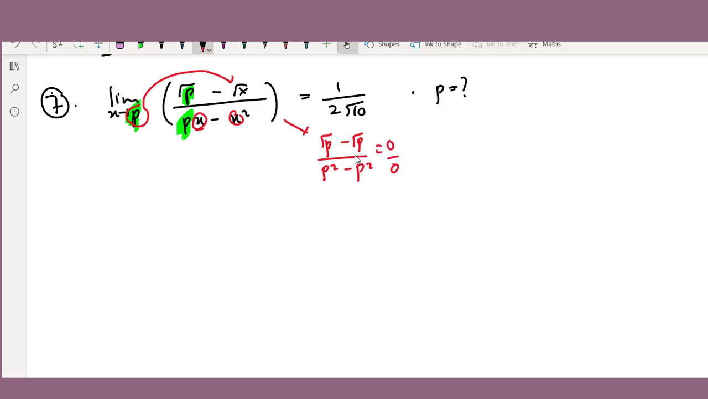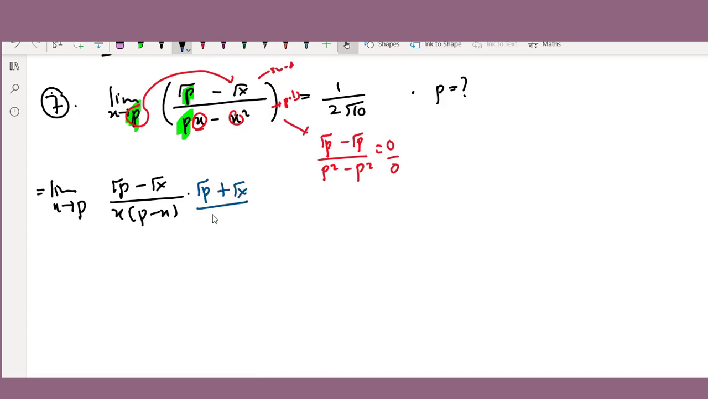This is an indeterminate form. And check: this is a cube root, and this is a polynomial. Cube root over polynomial, you can multiply by the conjugate. Limit as x approaches p, cube root of p minus cube root of x, factorize x, p minus x, and its conjugate is cube root of p plus cube root of x over cube root of p plus cube root of x. Okay, simplify.